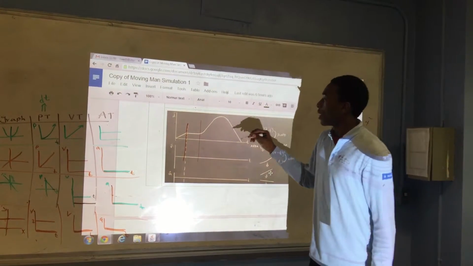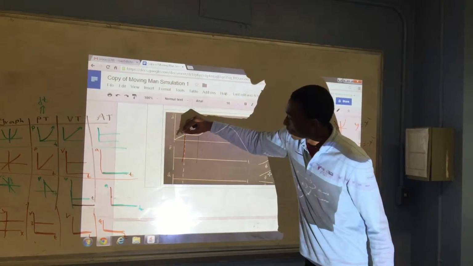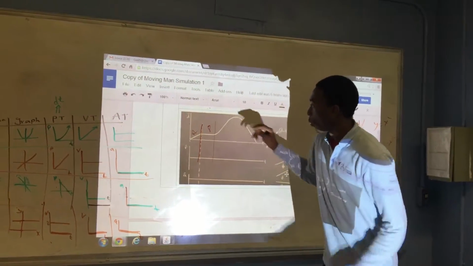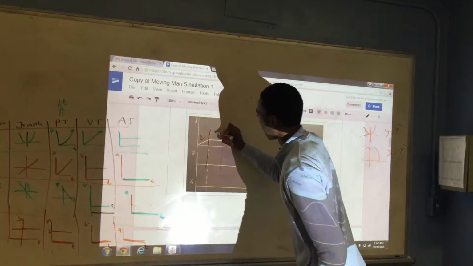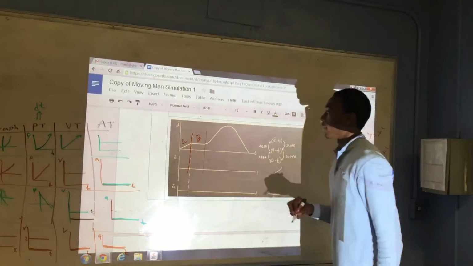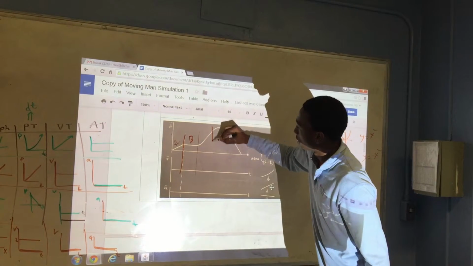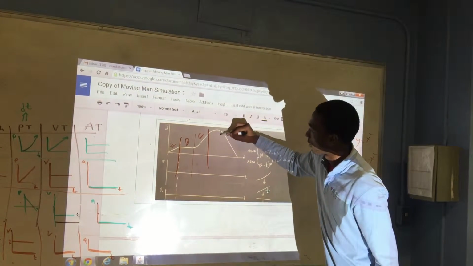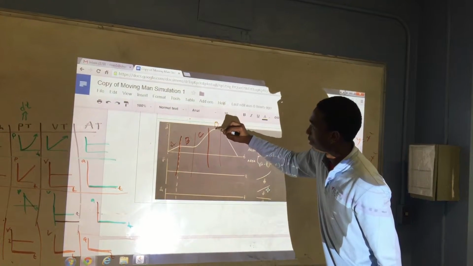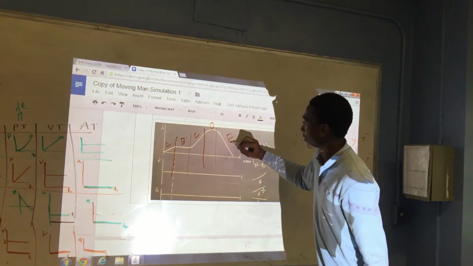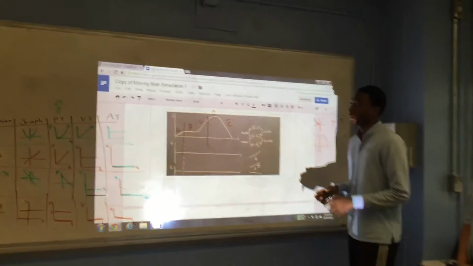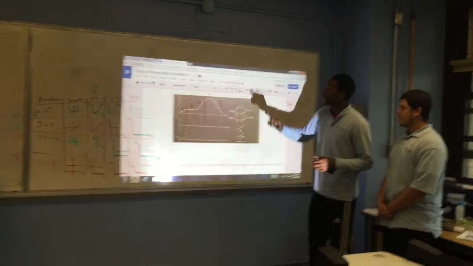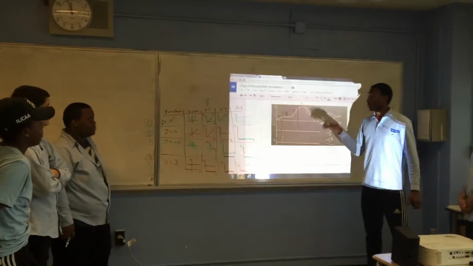Grouping it in chunks, we can say this is A, this is B. We could do it right here too. This could be C. We can chunk this. D, E. Anyways, so this is how we divided it.